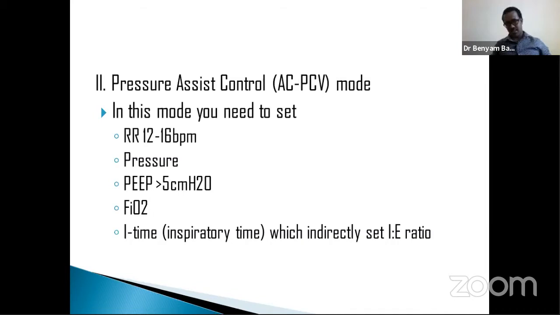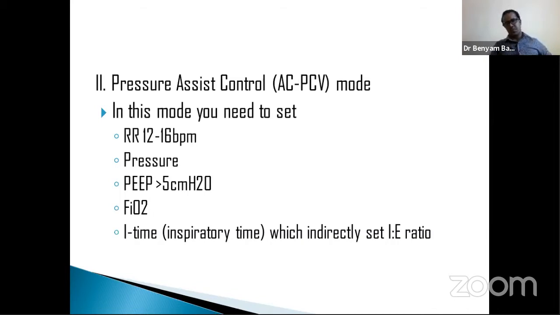Okay, the other mode is pressure assist control, or AC-PCV mode. Usually in this mode, on a lot of mechanical ventilators, we set the respiratory rate to be 12 to 16 breaths per minute, and the pressure that we want to be delivered, PEEP and FiO2, and I time, which indirectly determines the IE ratio. So I time will be there in pressure assist control. Don't forget, I told you earlier, I time might not be present in volume control, so we might have to manipulate the flow rate.